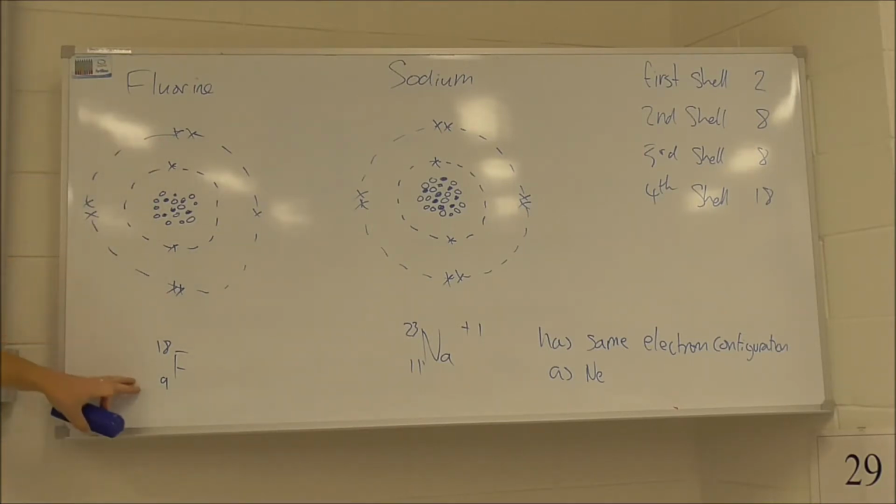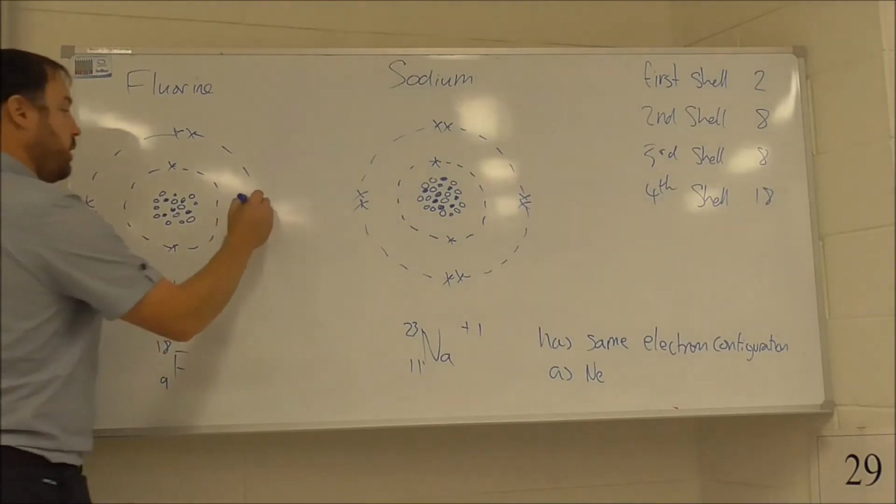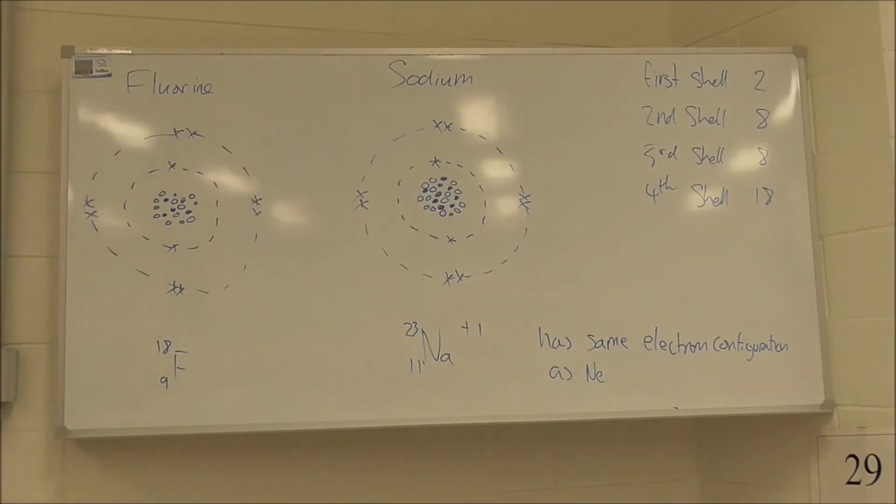Okay, so here's my fluorine atom. It's got 18 nucleons and 9 electrons. And is that second electron shell full? No, it's not. What would I need to do to make it full? I'd need to put an extra electron in there, wouldn't I? So if I were to take an electron from something that could give away that electron and put it in there, I've now got myself a fluorine ion.